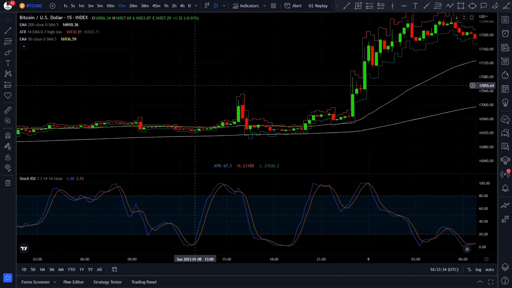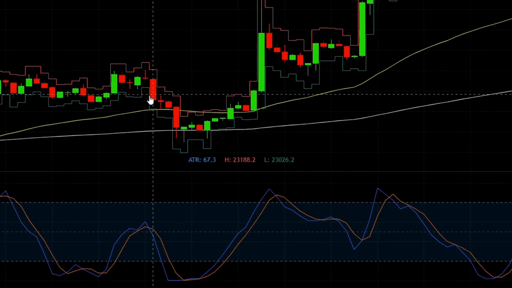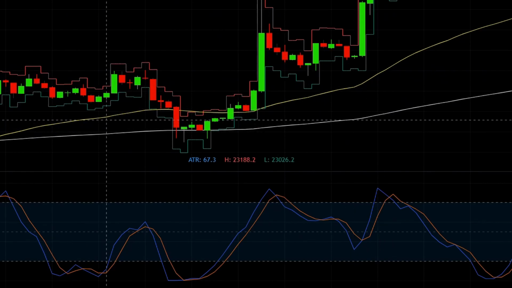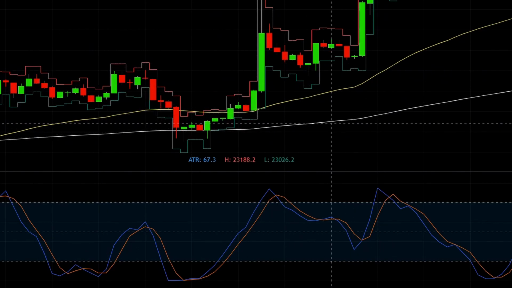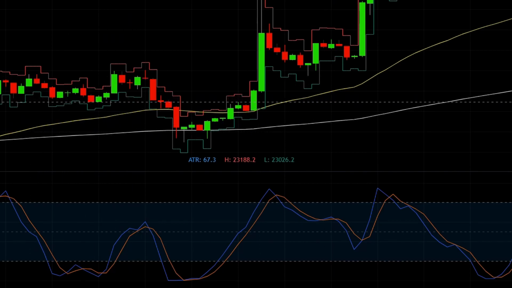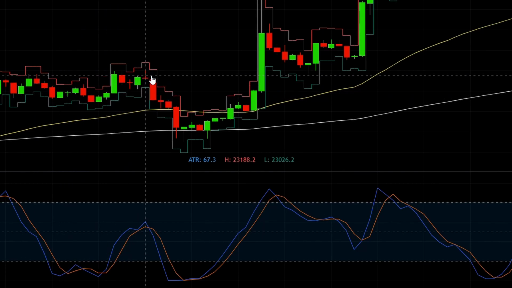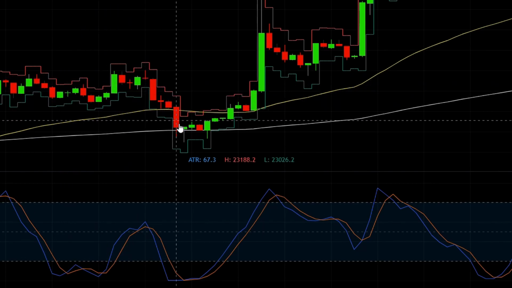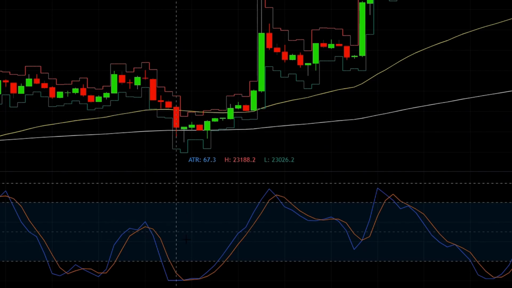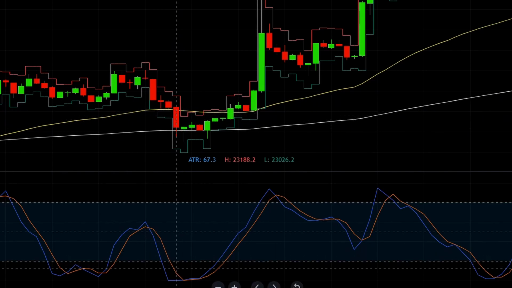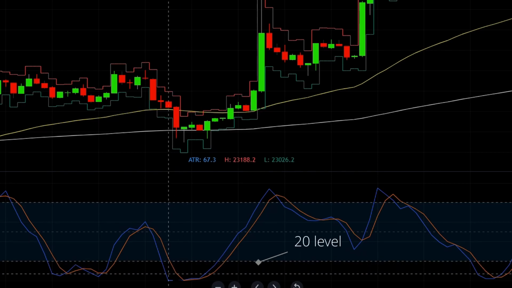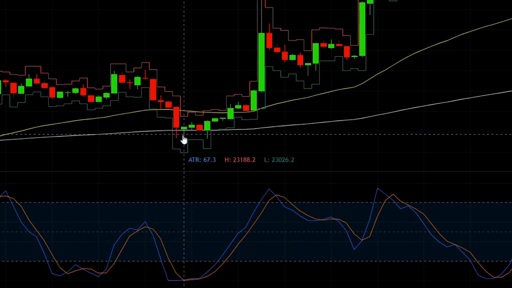Okay, now let's see the rules for long and short entries. So for a long entry, first we need to see that the yellow moving average, which is the 50 length EMA, goes above the white moving average, which is the 200 length EMA. After that, we want to see that the price is moving away and above both of the EMAs, and then we are waiting for a pullback. A valid pullback is when a candle closes under the 50 length EMA, and at the same time the stochastic RSI goes under the 20 level. As you can see, that happens on this candle.